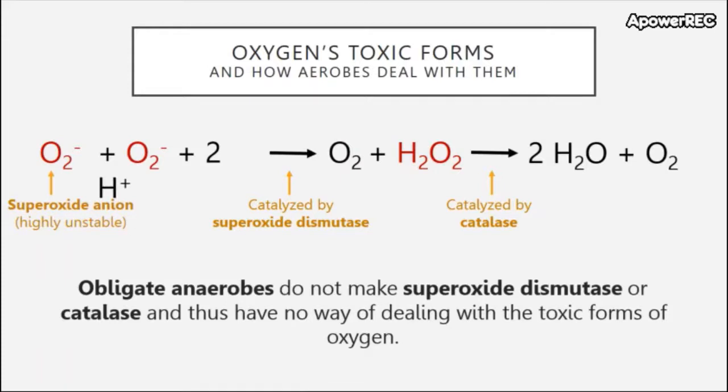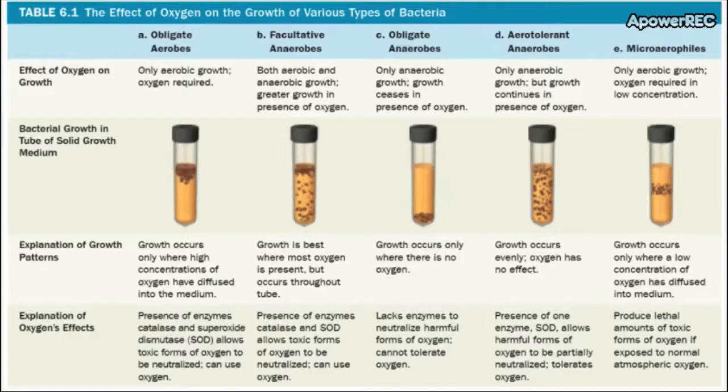I'm sure some of you, or all of you, have probably heard of antioxidants. Antioxidants are considered healthy because they are substances that prevent the toxic effects of oxygen. There's a lot going on in this table. This is a representation of the different groups of organisms based upon their oxygen tolerances. Again, we have the obligate aerobes, facultative anaerobes, obligate anaerobes, aerotolerant anaerobes, and microaerophiles. We'll start one by one and work our way down the line.